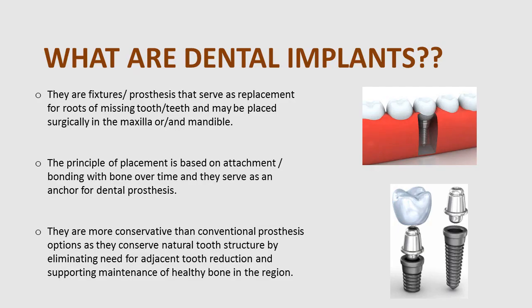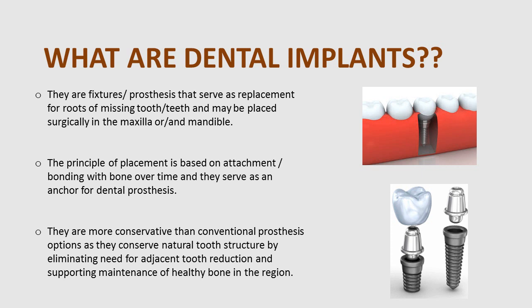So, firstly, what are dental implants? They are the fixtures or prostheses that serve as replacement for roots of missing tooth or teeth and may be placed surgically in the maxilla and the mandible. The principle of placement is based on attachment or bonding with bone over time, and they serve as an anchor for dental prosthesis. Because they are replacing the roots, what is the function of the root? To basically provide anchorage or support within the jaw. So this is basically what the implant will be doing.